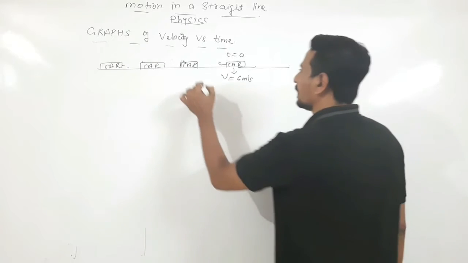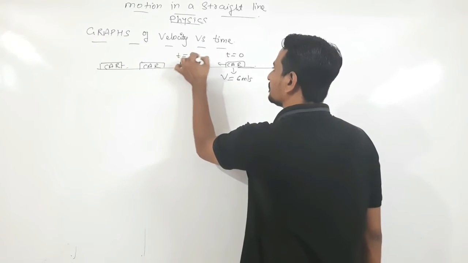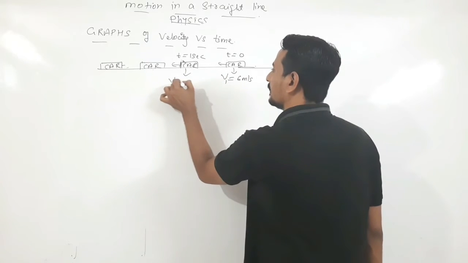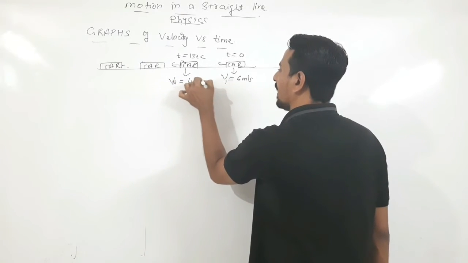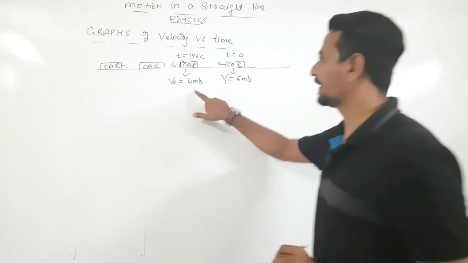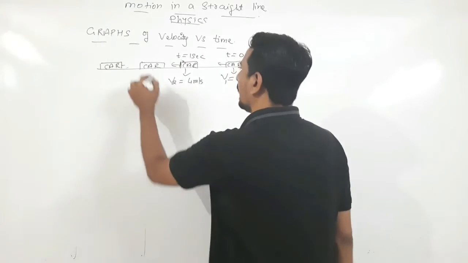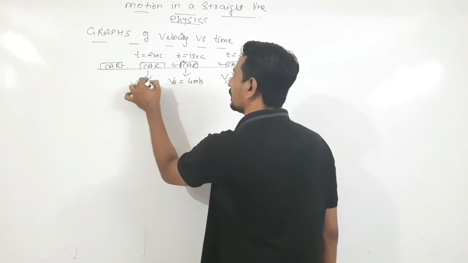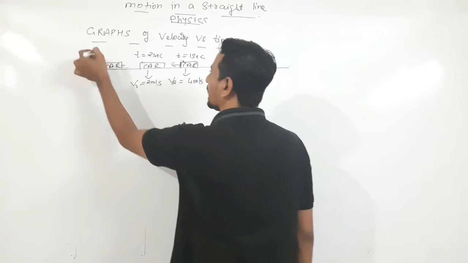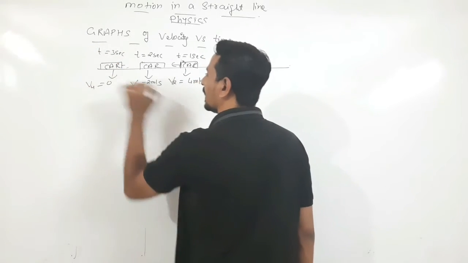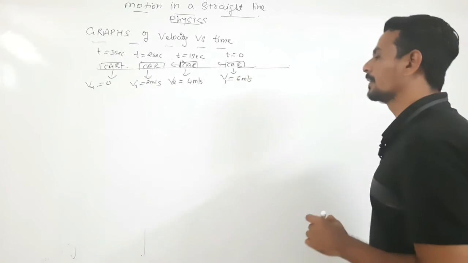That means, say at t equals to 1 second, the velocity of the car is reduced by 2 meter per second. That is, velocity was 6, now it has decreased to 4. At t equals to 2 second, the velocity of the car is 2 meter per second. And finally at t equals to 3 second, velocity becomes 0. That means the car comes to rest.